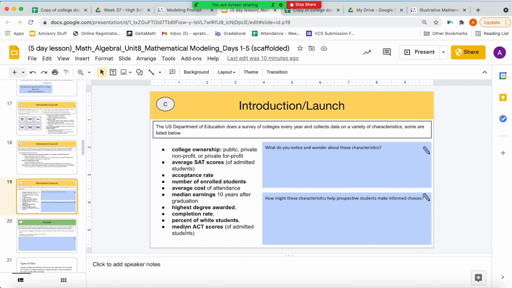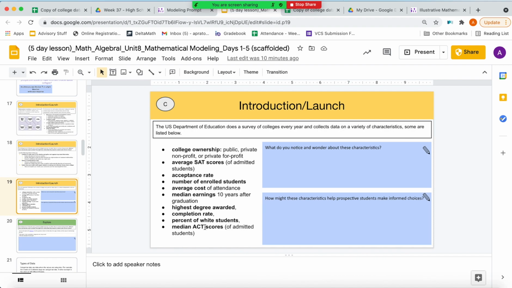So college ownership. There are different ways colleges can be run. It can be a public school, just like your school is probably a public school, run by the government, or the state or the city. Private nonprofit is privately run, so it's like a private school, but it's not set out to make any money. Sorry, there's 3 different college ownership categories. Or private for-profit. It's like a private school, but they want to make some money, so they're a for-profit school.